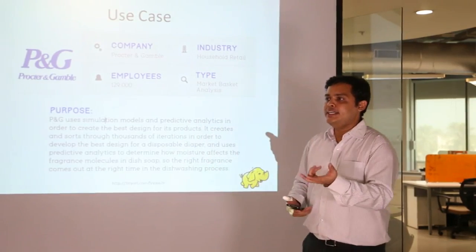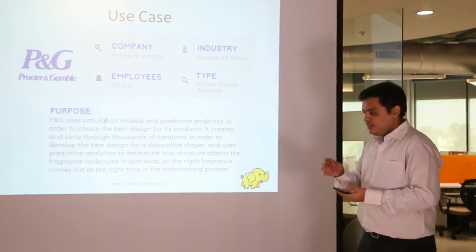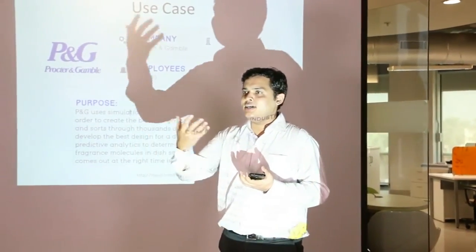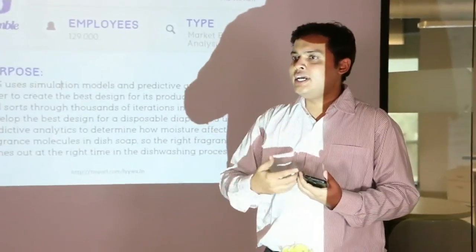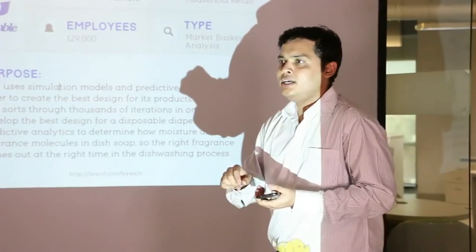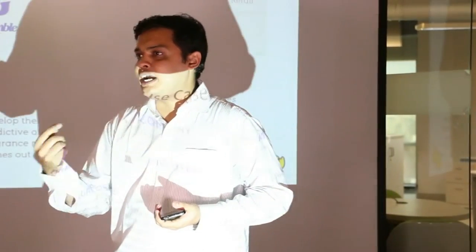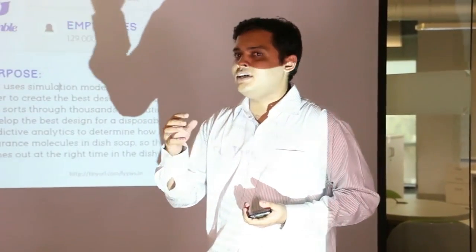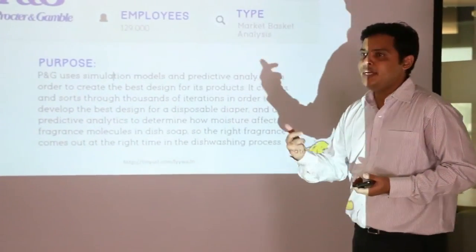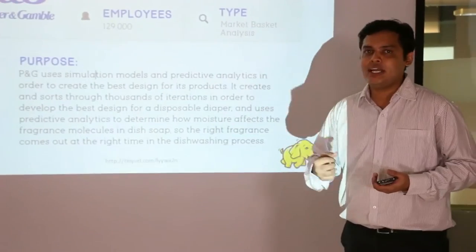If it is a dish soap, in that case they will do all the iterations on how the moisture reacts with the molecules and gives out the right fragrance. So they design the product accordingly so that when you are cleaning anything, at the right time you will get the right fragrance. That is more of a customer experience, I would say. That's how big data is being used in Procter and Gamble.